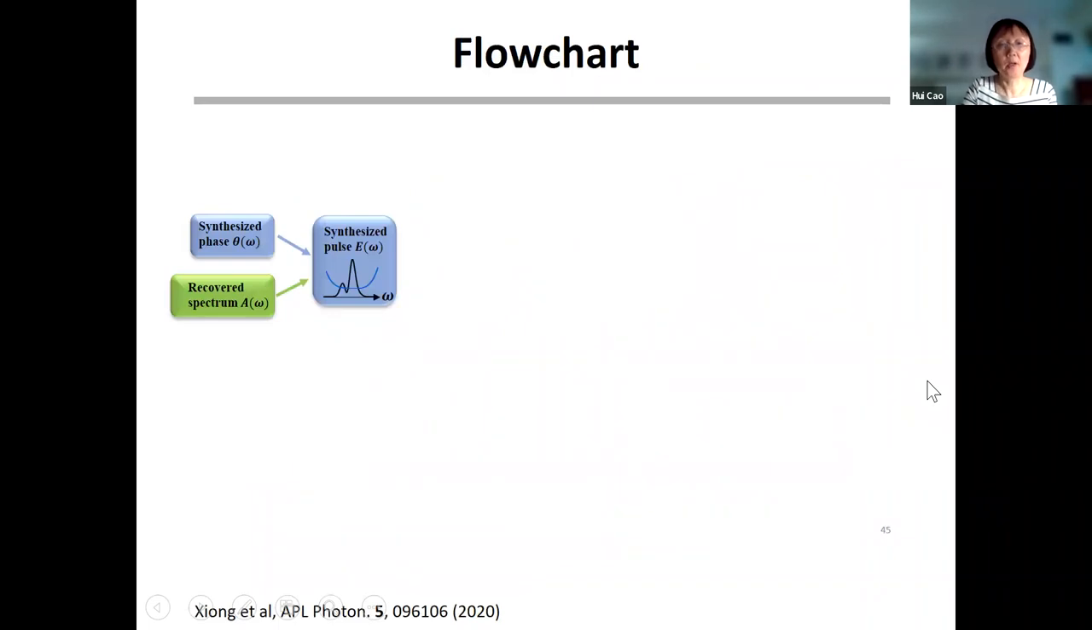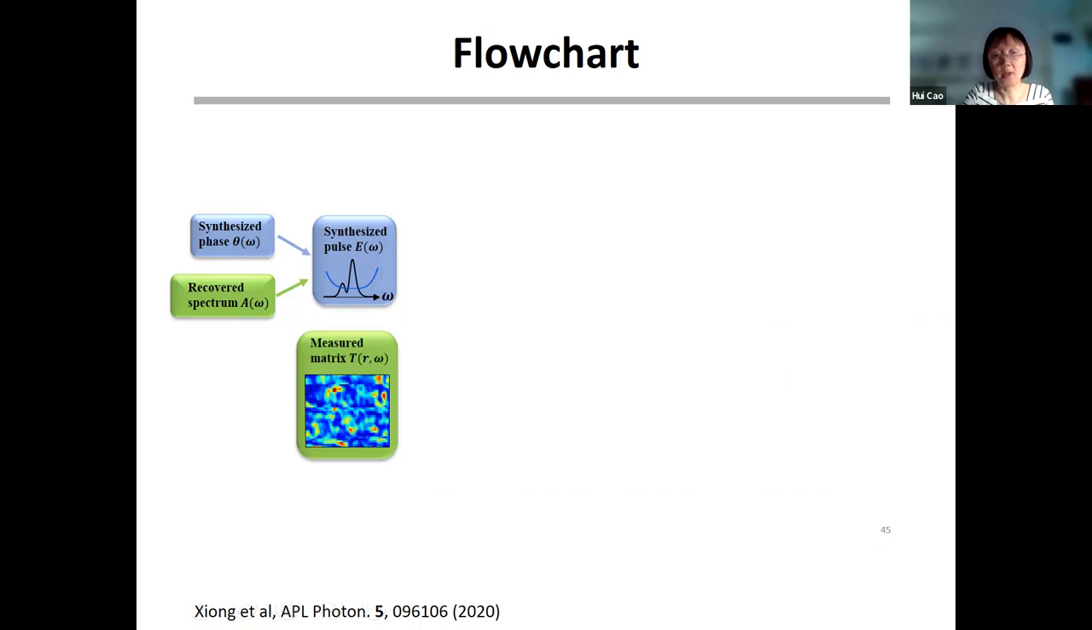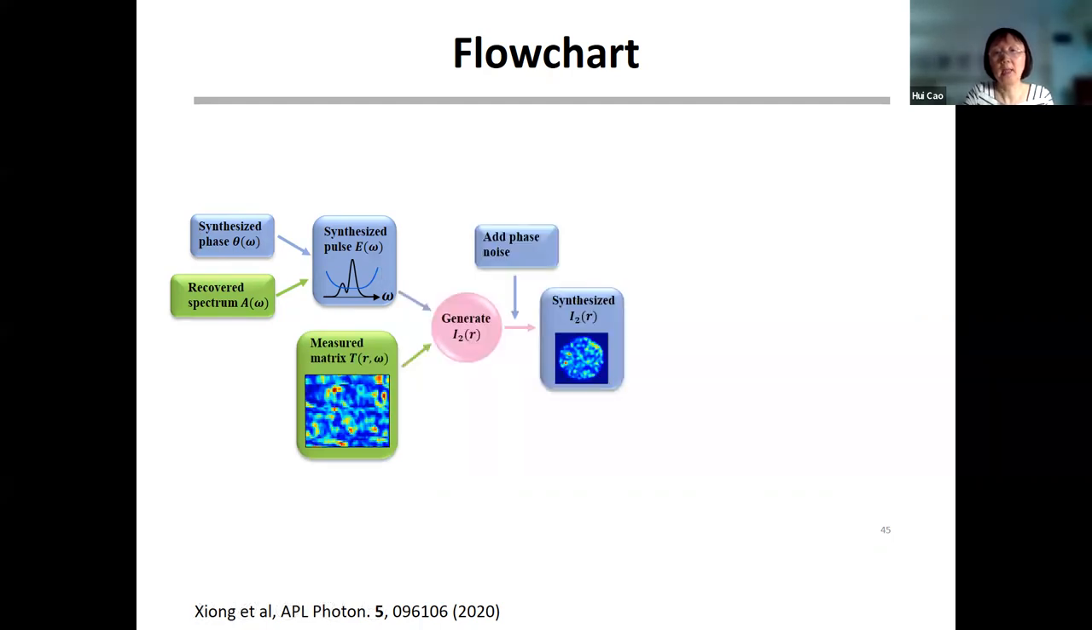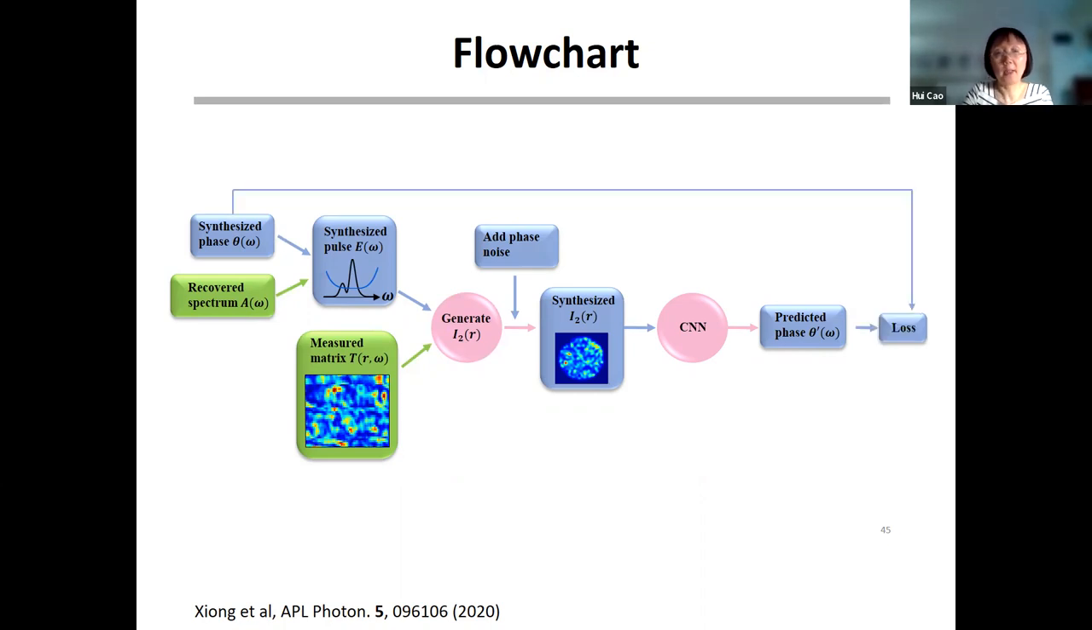So I really need, okay. This is just one last thing here. We show that using the synthesized data, we can recover the spectrum and the phase. We synthesize the input pulse shape, then generate two photon spectral patterns and add noise into them. Then we put them into the CNN and try to predict the output phase with a few parameters. Then we compare to the actual one, and from this error, we can update the weights. And from that, we can train the CNN.